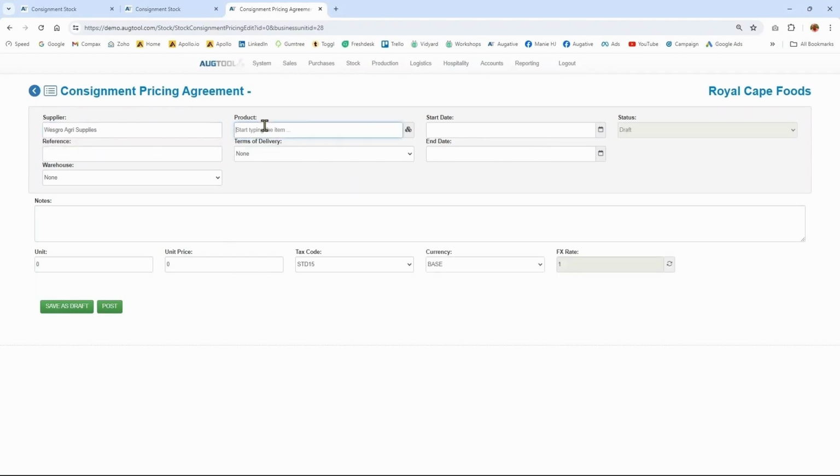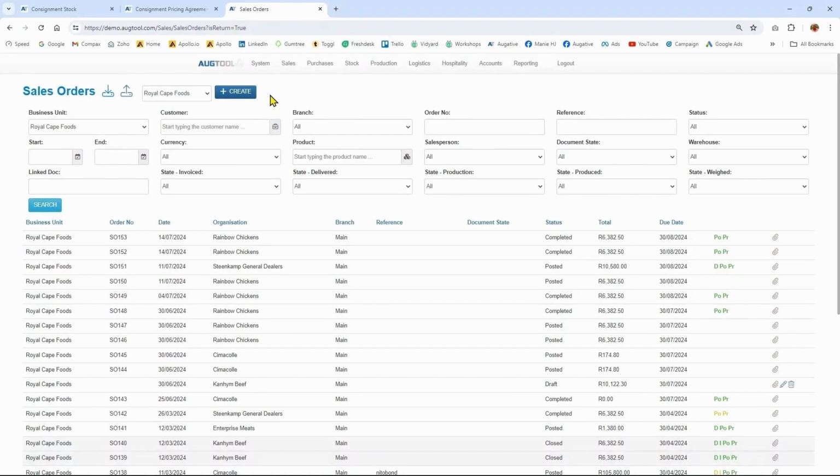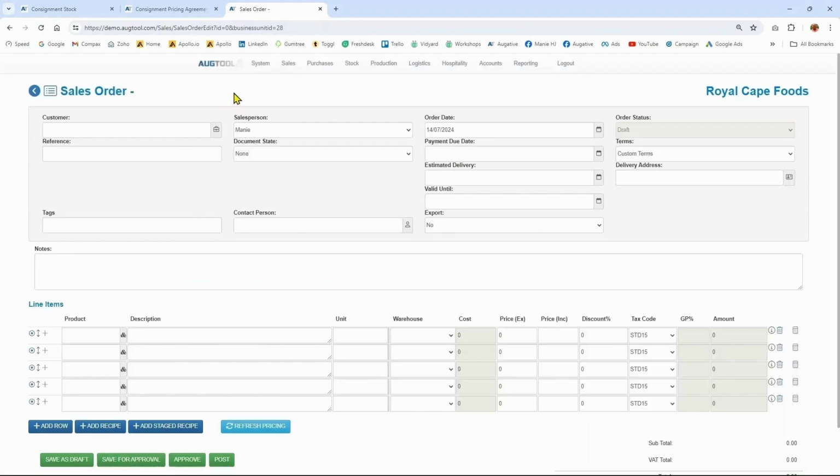We have 926 tons of nitrobond in stock as consignment, but the consignor told us, due to currency fluctuations, that they will allow us to use 500 tons in the next month out of a particular warehouse at a price of 20 euros. Let's now sell a product that we produce using some consignment stock inside a production recipe with some normal stock, and also track some bagging fees that we paid to another supplier.